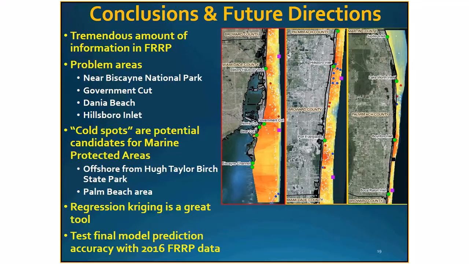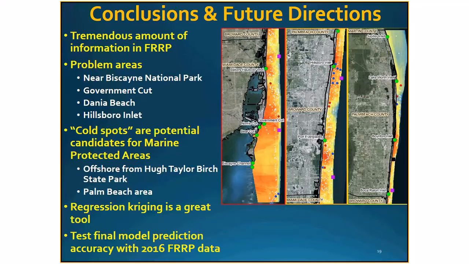Cold spots, the two prominent ones were offshore from Hugh Taylor Birch State Park, right here, and up by Palm Beach. And now this is important to me because if you were going to prioritize an area where corals are either resistant or for some reason aren't experiencing stress like the other corals are, you might want to prioritize an area like Palm Beach based on these data.